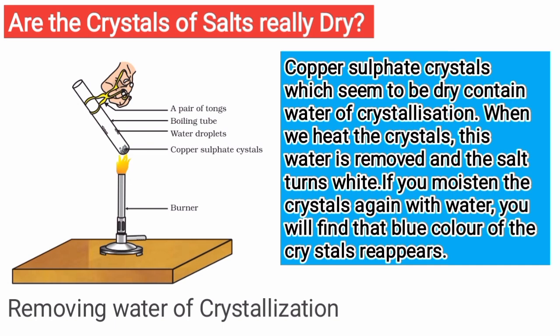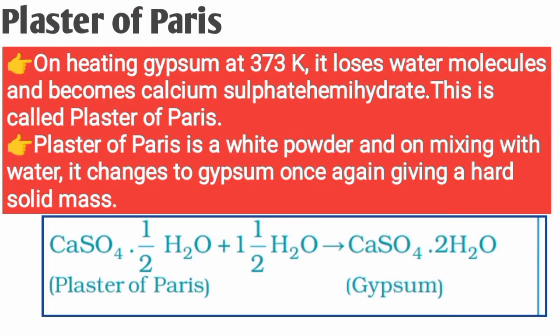When we heat the crystals, this water is removed and the salt turns white. If you moisten the crystals again with water, you will find that the blue color of the crystals reappears. So this process is removing the water of crystallization. This activity is also very important for an 8 mark question. So next, coming to plaster of Paris.